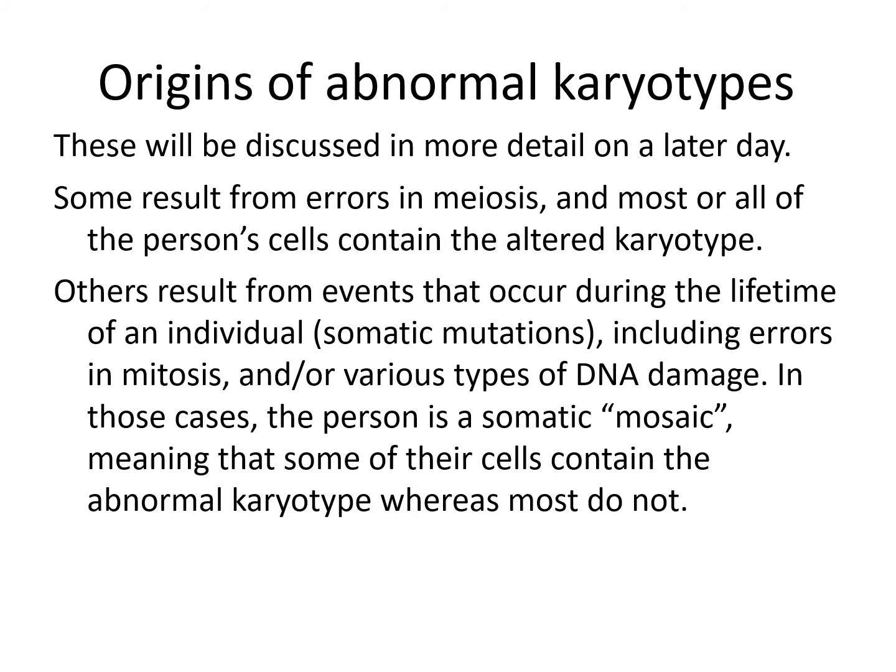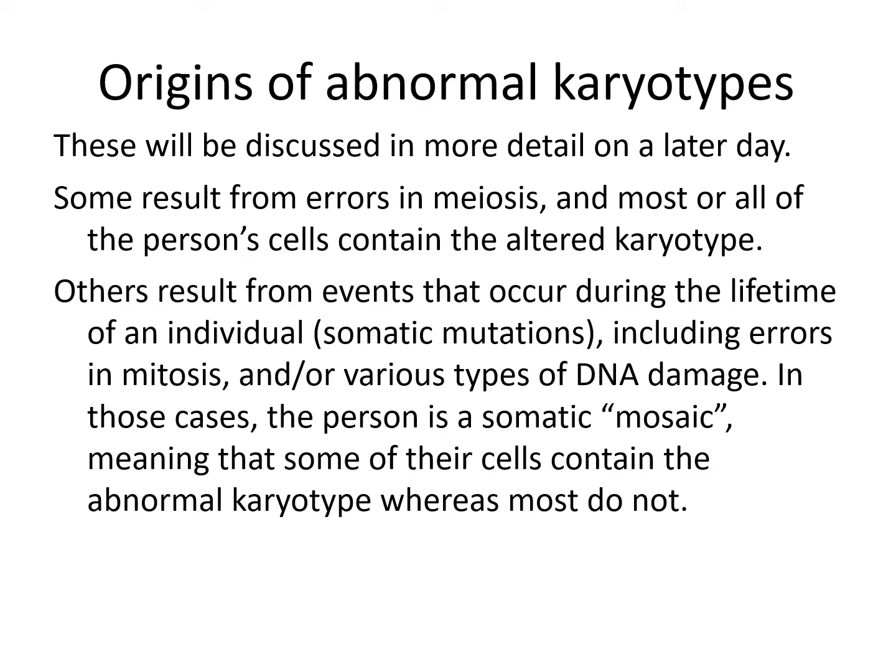There's more than one way in which an abnormal karyotype can occur, the most familiar being the result of errors in meiosis, where a particular gamete gains or loses a chromosome relative to what they're supposed to have. Other events, though, are less familiar, and they occur during the lifetime of an individual. These are called somatic mutations. These result from errors in mitosis and/or various types of DNA damage or chromosome breakage, etc.